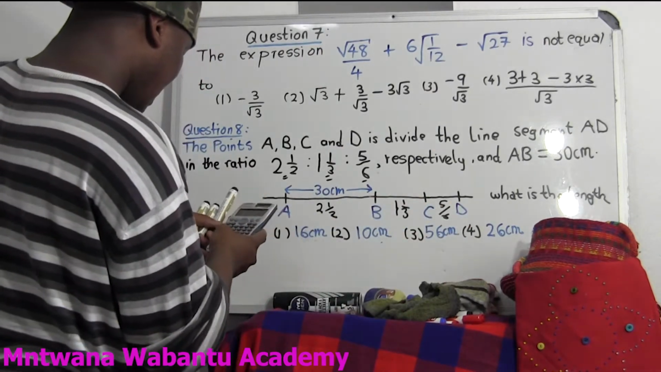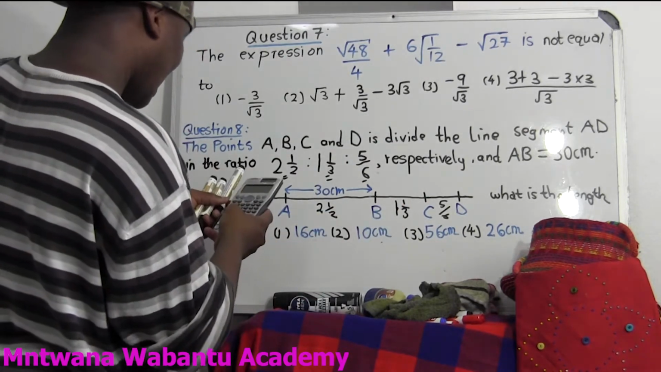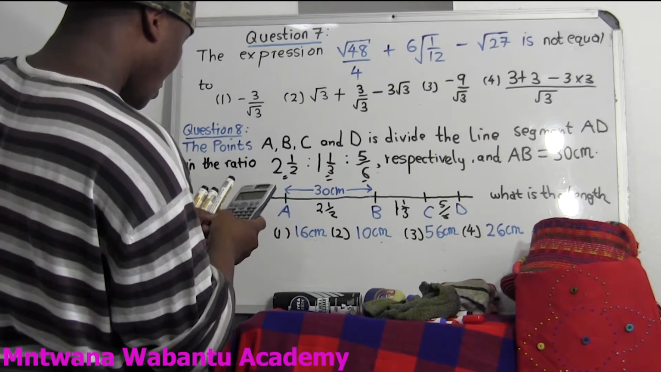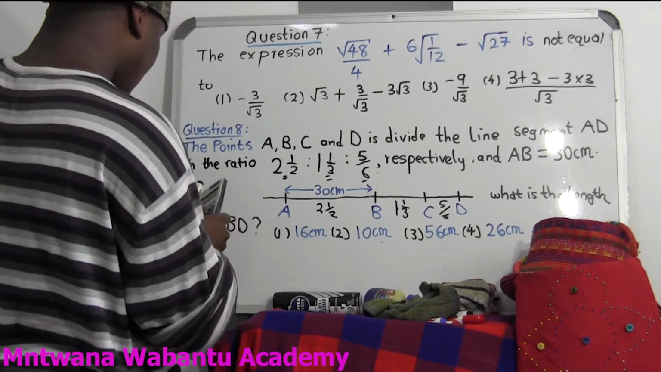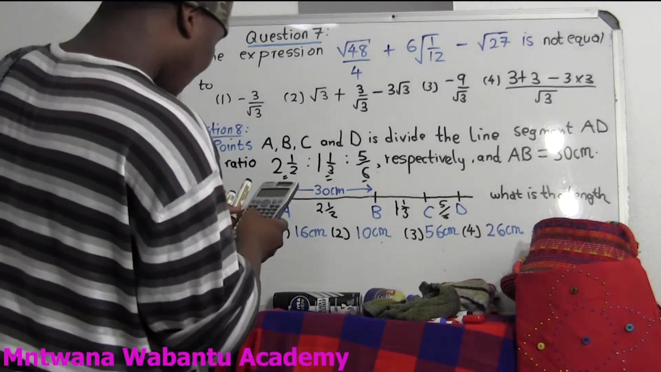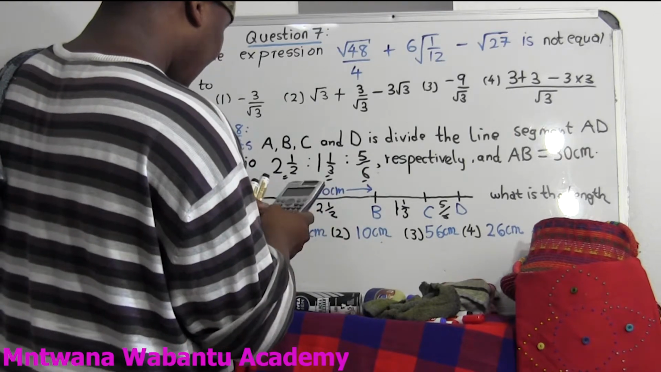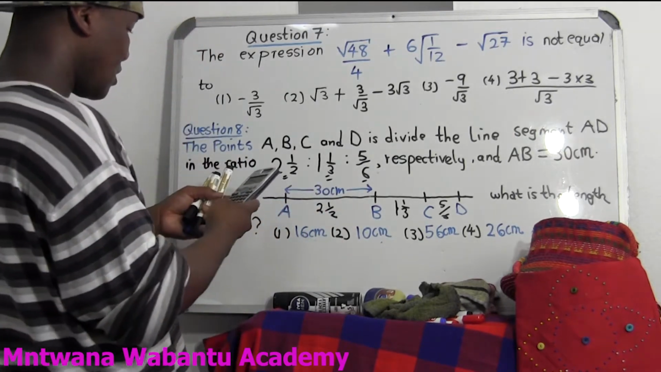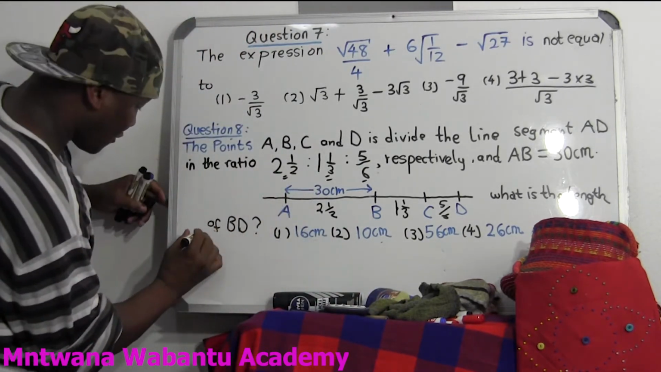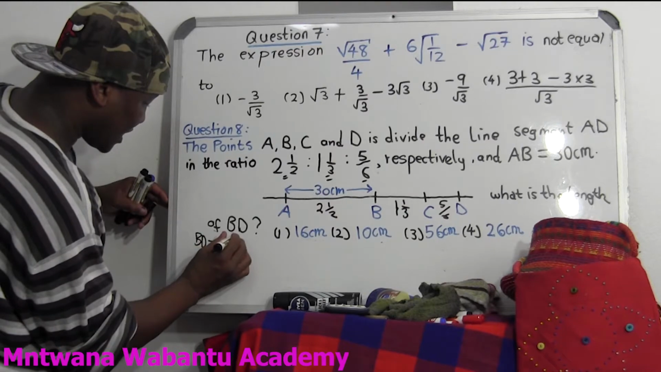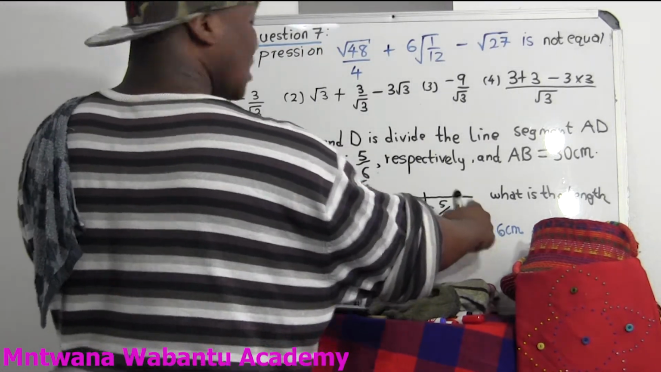Okay, we can plug it straight in: 1/3 plus 5/6. And this is going to give us 13/6. So BD equals 13/6, and then we have to divide by the sum of all of this, just like how we did before.